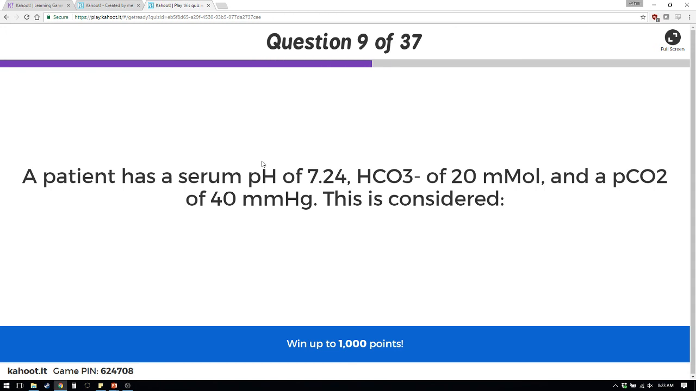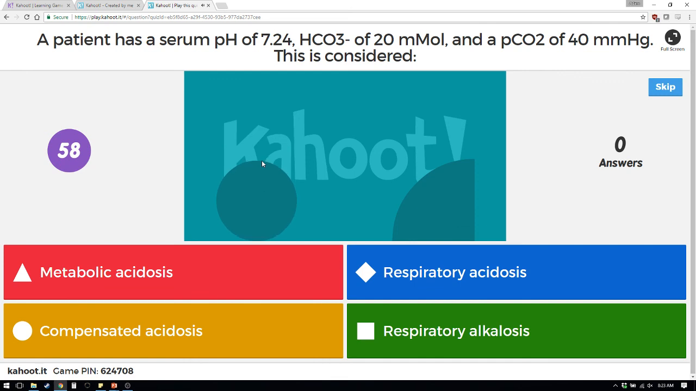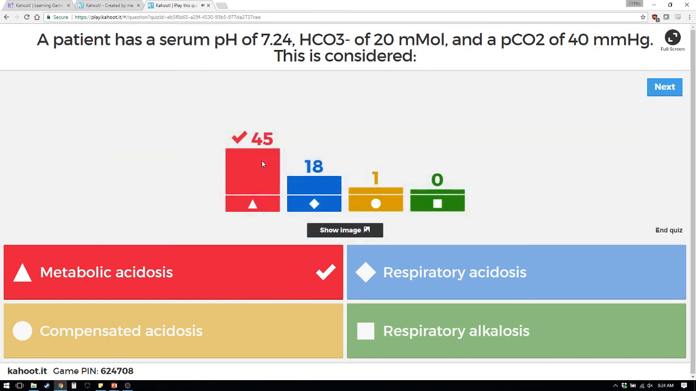All right, so if I had a patient with a serum pH of 7.24, a bicarb of, say, 20 millimoles, and a PCO2 of 40 millimeters of mercury, this would be considered what? You remember that table we were looking at? I'll put normal values on the test. So 40 was considered the normal CO2, and 24 was considered the normal bicarb. If you're looking at an end-tidal CO2, 35 to 45 might be what you're looking at, but we're just using 40 as the center of that.